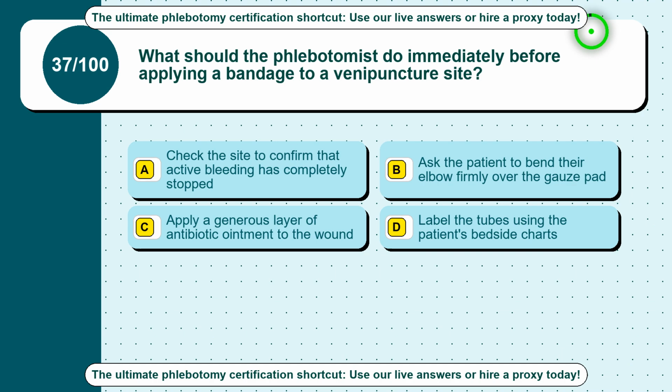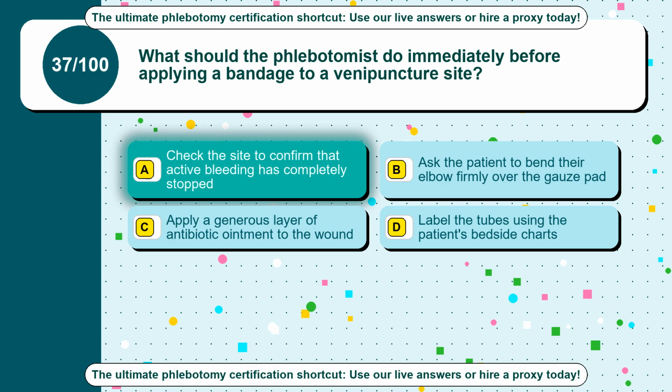Question 37. What should the phlebotomist do immediately before applying a bandage to a venipuncture site? Option A. Check the site to confirm that active bleeding has completely stopped. Option B. Ask the patient to bend their elbow firmly over the gauze pad. Option C. Apply a generous layer of antibiotic ointment to the wound. Option D. Label the tubes using the patient's bedside charts.